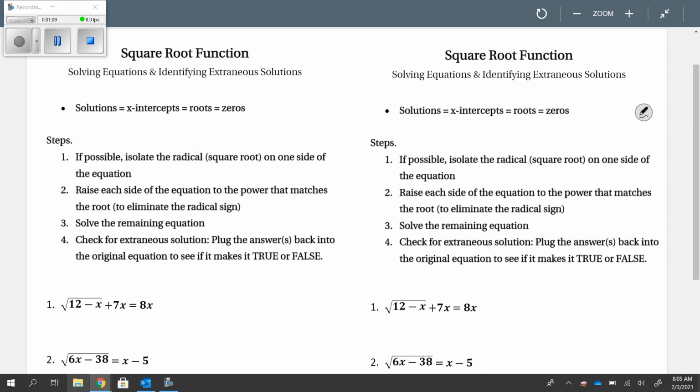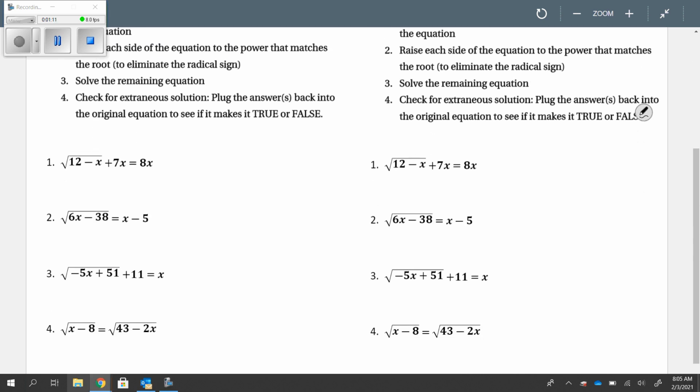So, number one, we have the square root of 12 minus x, plus 7x on the outside, equals 8x. So, step one, isolate it. So, literally minus 7x, minus 7x. All right, so our new one, and I'm going to have to write a lot, so bear with me, just follow along. 12 minus x equals 8x minus 7x, which is just x, okay?